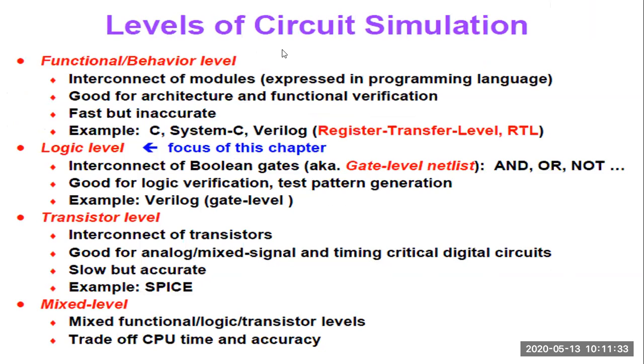Levels of circuit simulation. Firstly, the functional or behavioral level. The functional level comes out with interconnect of modules expressed in a programming language. It is good for architecture and functional verification. Fast but inaccurate. Examples are C, SystemC, Verilog, or register transfer level, RTL. These are all the things which come under the functional or behavioral level.